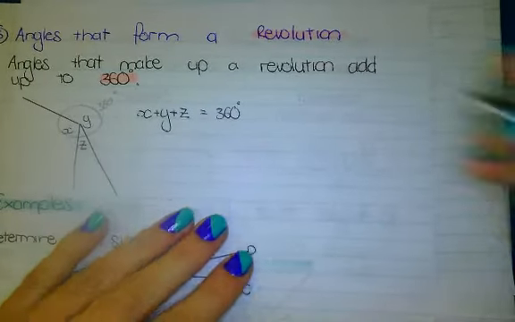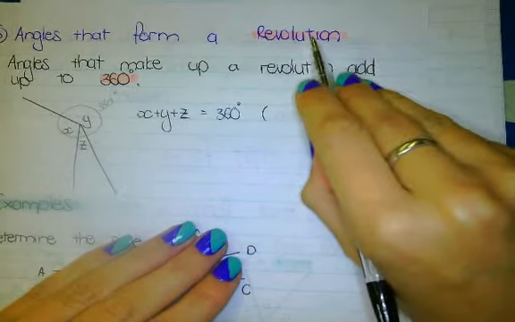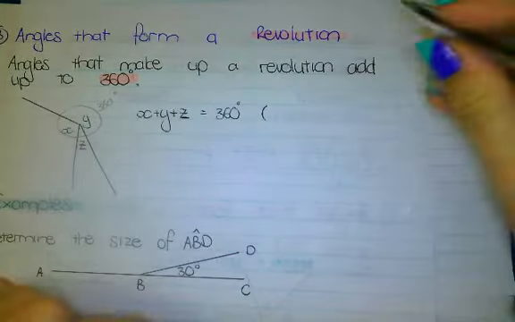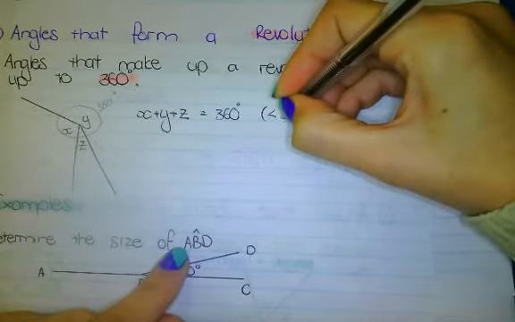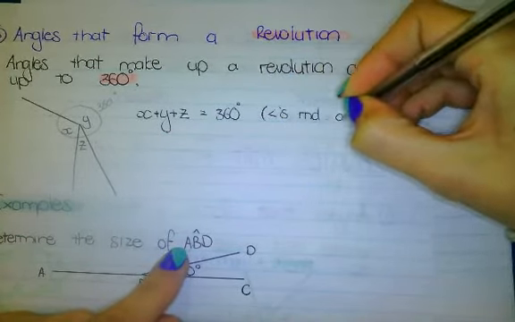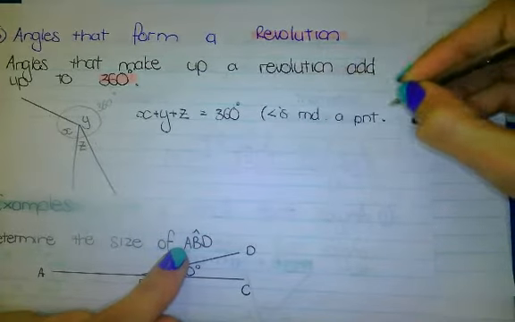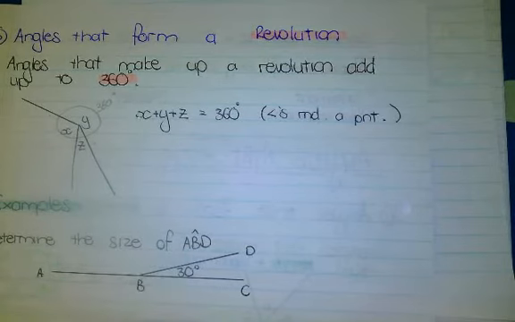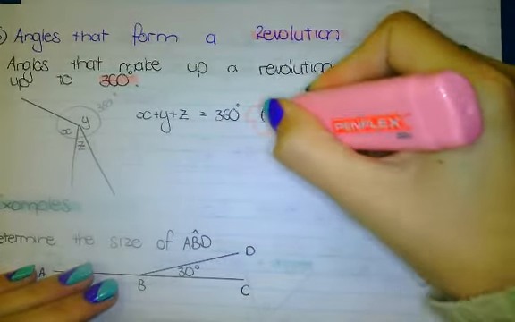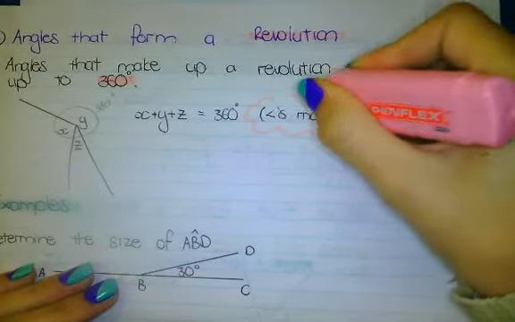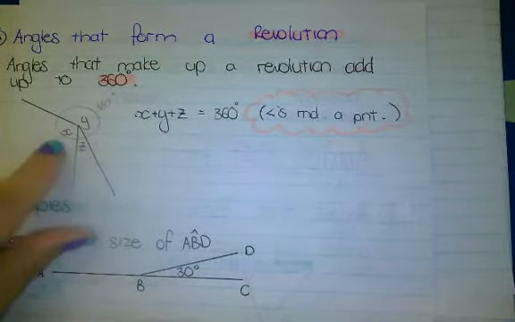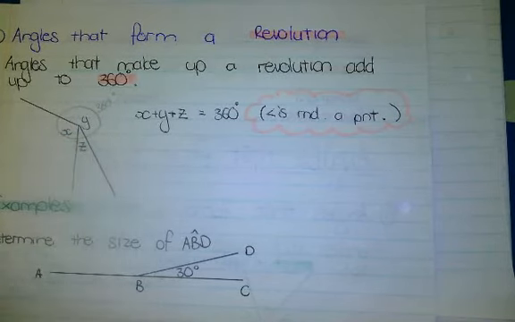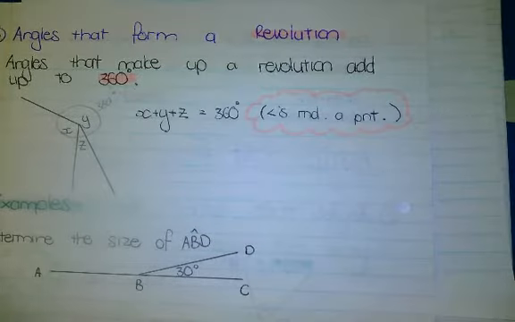And our reason, this one's a little bit trickier. It has nothing to do with revolution. Please don't write revolution as a reason. It will not be marked correctly. Your reason here is angles round a point. Once again, learn this reason off by heart, please. Make sure every time you use the fact that angles around a point or angles that form a revolution add up to 360, your reason is angles round a point.